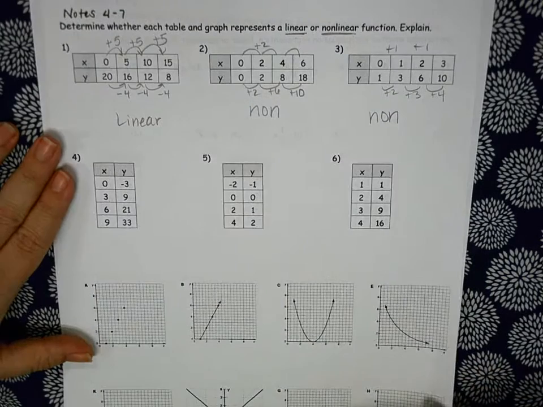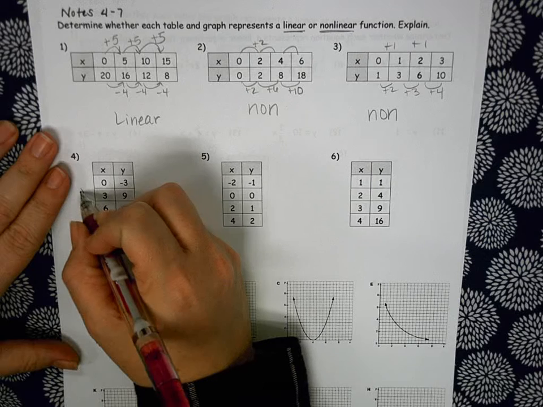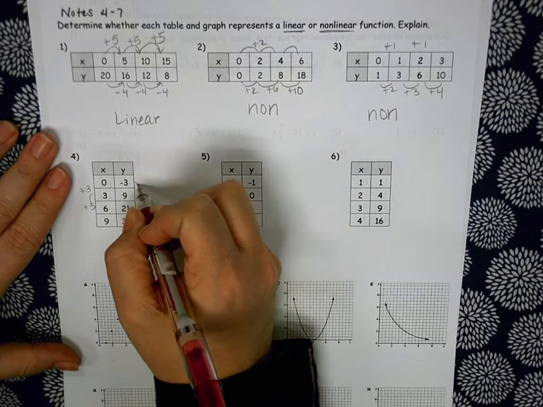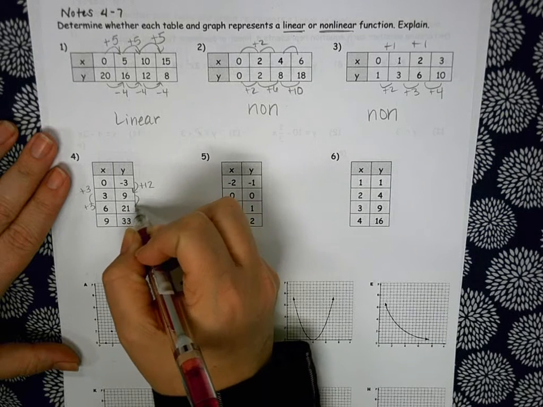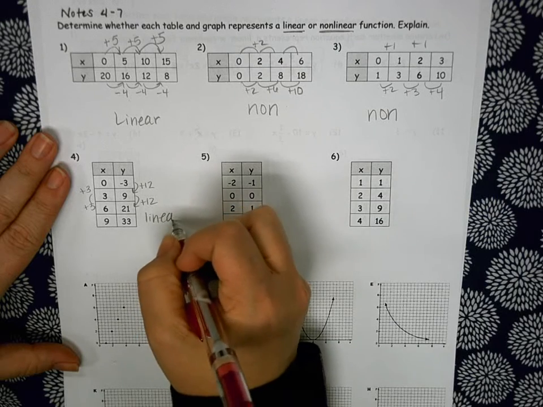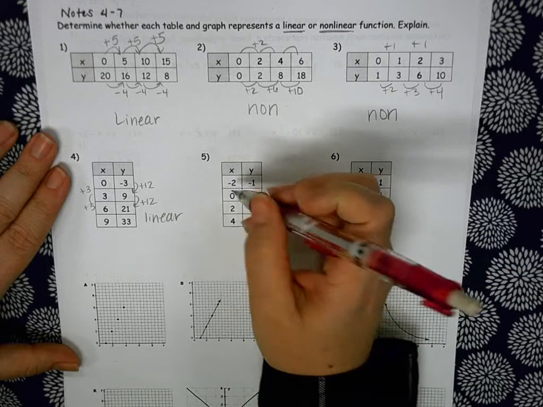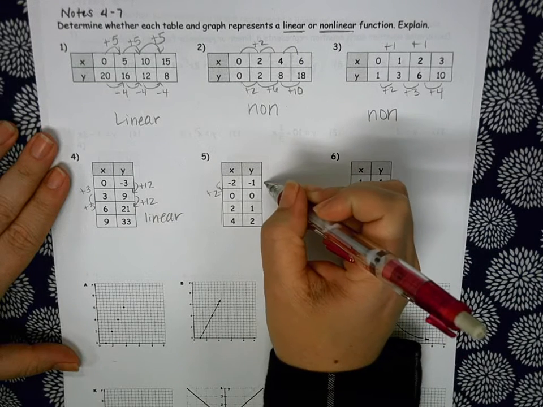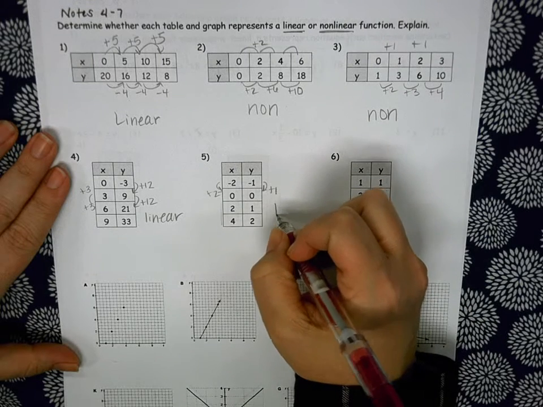So far, so good? All right, number 4. Same thing. The x's are going up by 3. The y's, what are they changing by? 12. Each time? Yeah. So this would be linear. Number 5. The x's are going up by 2 again each time. The y's are going up by the same amount each time, right? Yeah. So this would be linear.